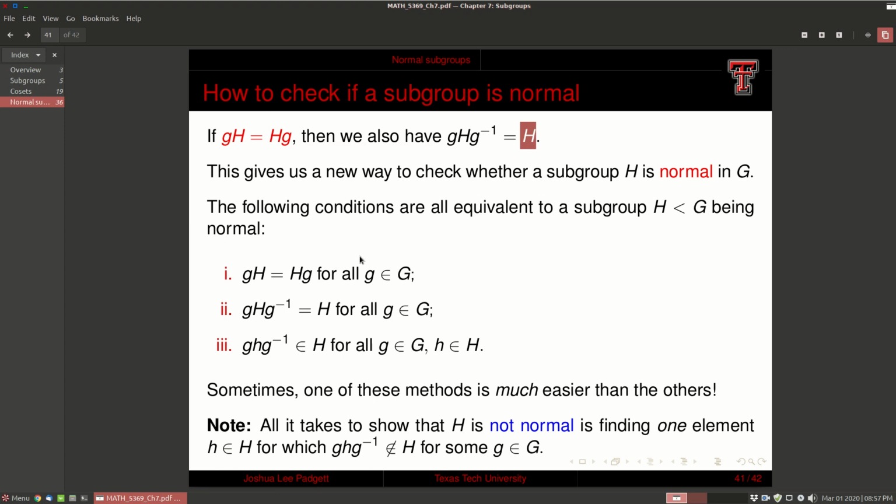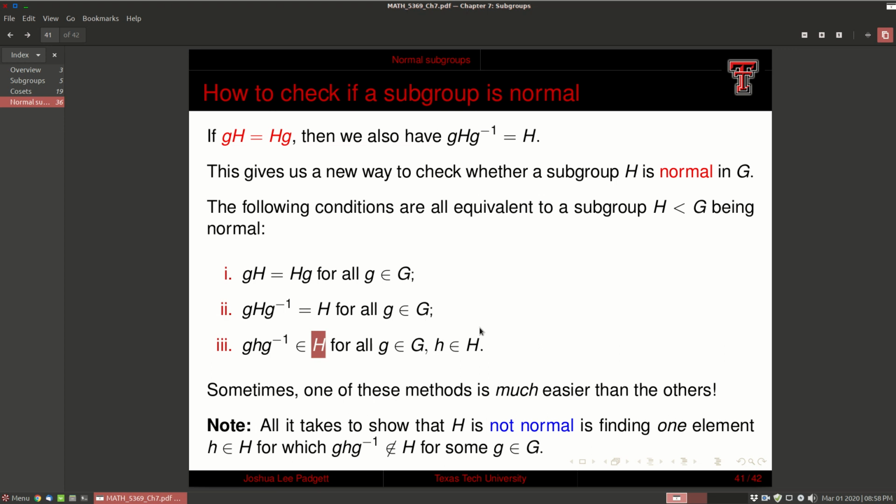So the following conditions are equivalent. If GH is equal to HG, then H is normal. If GHG inverse is equal to H, then it's normal. Or equivalently, if for every h in capital H and for every g in capital G, GhG inverse is an element of H, then it is a normal subgroup. And it's often the case that depending on the particular group, each of these may be easier or harder to use. So having all 3 of them is quite useful.